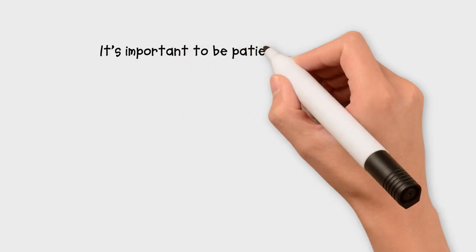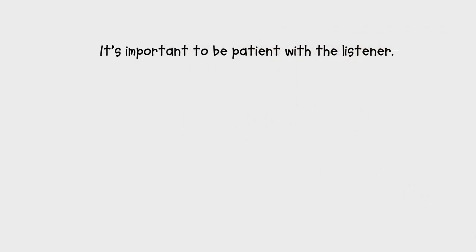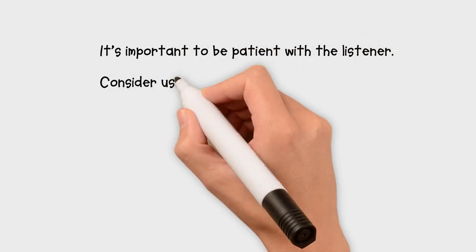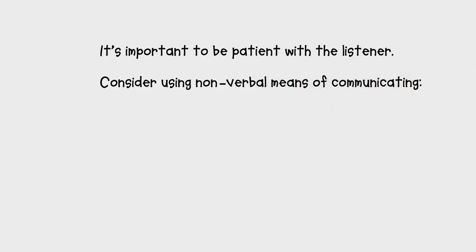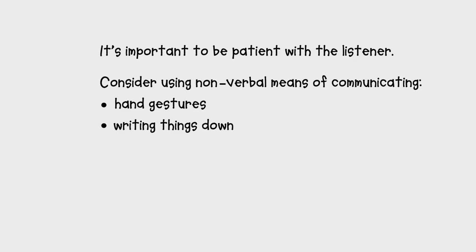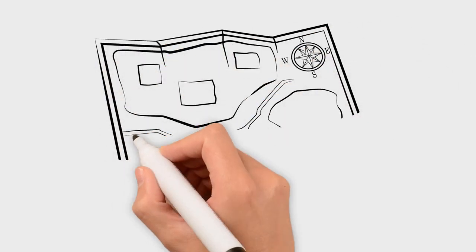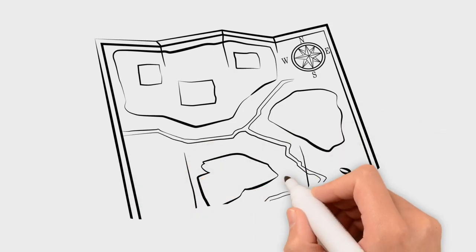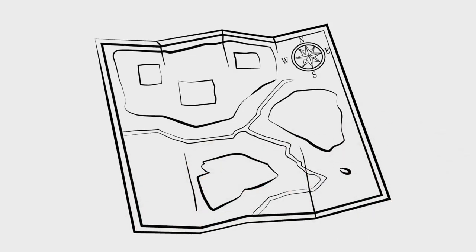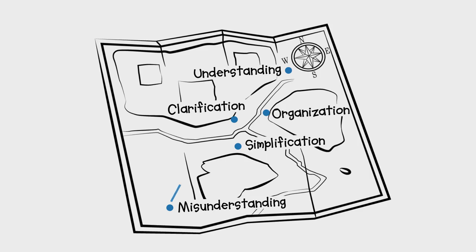It's important to be patient with the listener, and when instructions are very difficult, consider using non-verbal means of communicating, such as hand gestures or writing things down. They say that a picture paints 1,000 words, and it is sometimes just easier to send a photo or draw a diagram or a map. This may take longer, but it makes sure the message is clear.